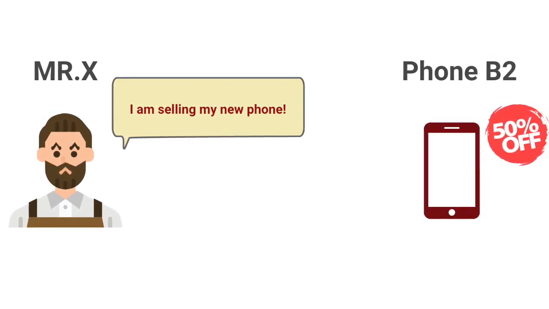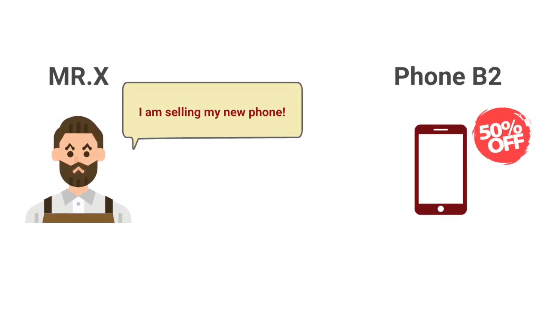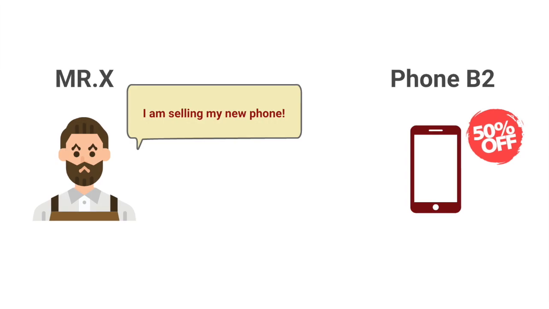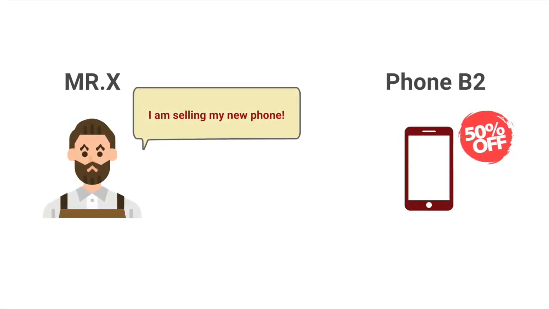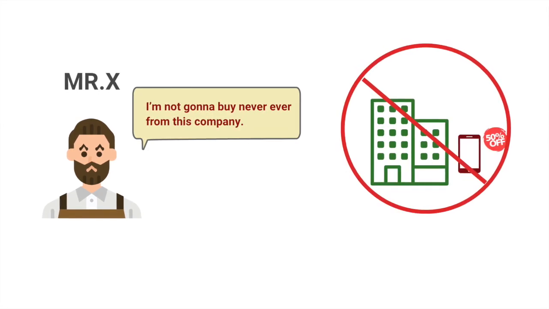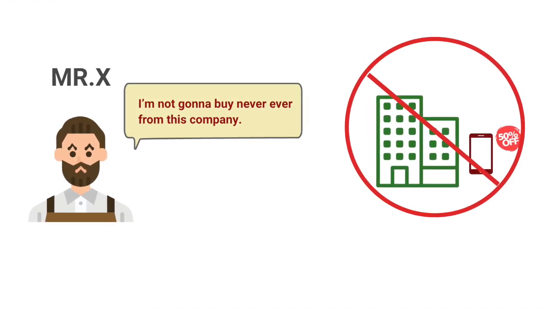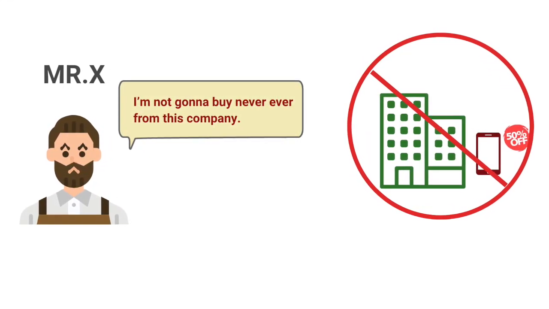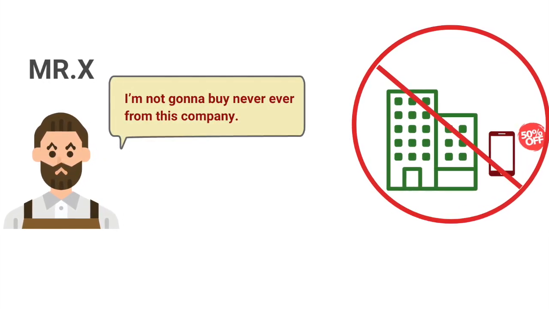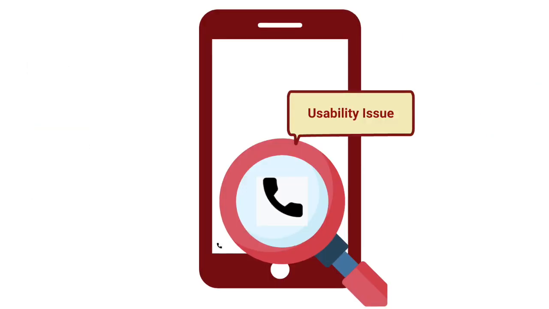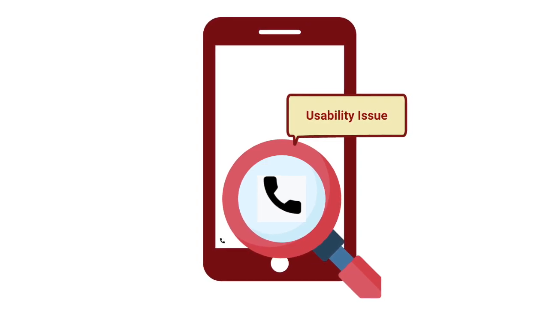So he decided to sell his phone and he promised that he will never buy any phone or any product from that company. We observed that because of the phone B2, he decided not to buy any other phone or product from that company. So that negative bias affects all the products, but there might be other products which are really good. This happened because of the usability problem of phone B2.